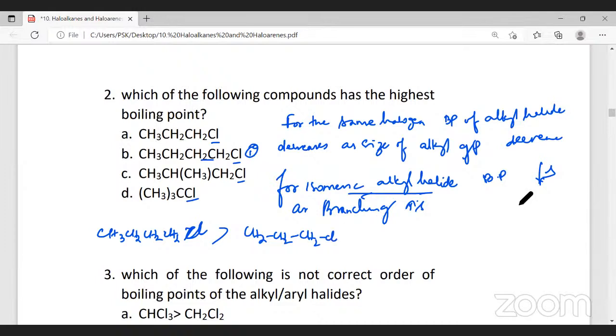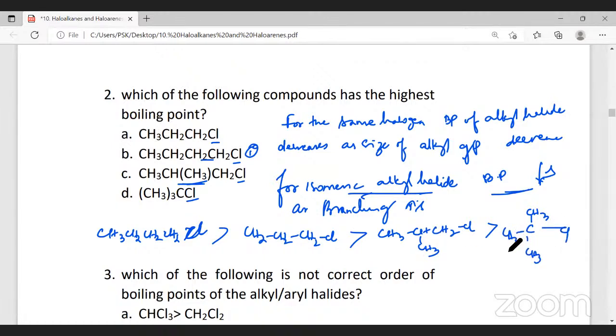See, there is no branching here. But in the third one, what I'm writing, if you observe, here we have CH3. Whatever is written in the brackets is a branch. Remember that. So as branching increases, what happens? The boiling point has to decrease. And if you observe the fourth option, it is highly branched. If you count this as a long chain, it has two branches. Therefore, the boiling point decreases as branching increases.